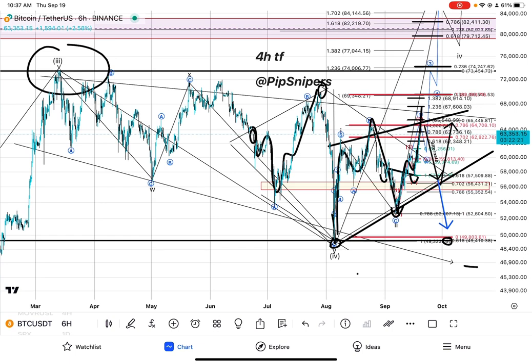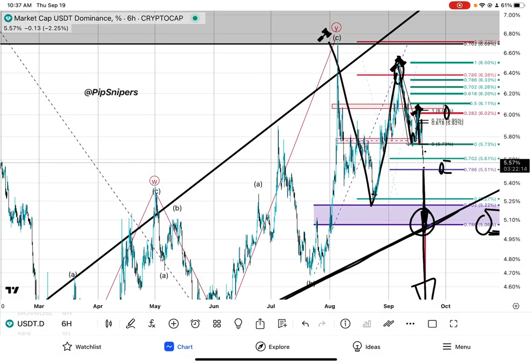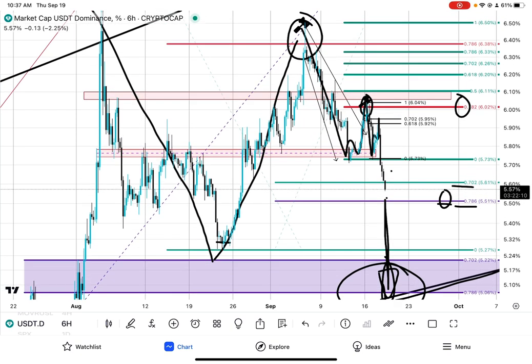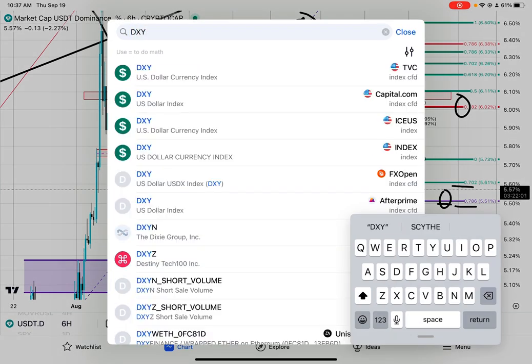Okay, very bullish on Bitcoin, and we also have USDT dominance to support our bias. Bearish USDT dominance mixed with a bullish stock market are two of the most important things that bulls would need, and we have both of those, right? Let's go take a look at the DXY over here.